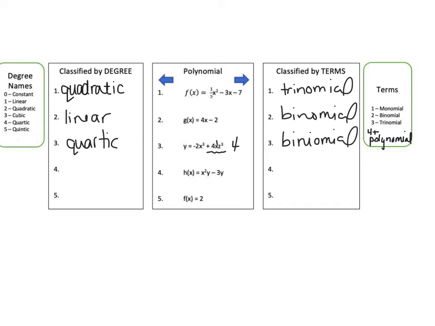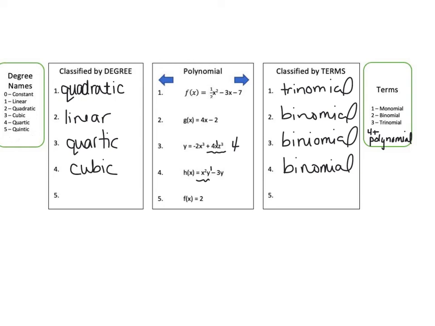Number 4, again, a tricky one. This would have degree 3, so it's cubic. Why? Because we actually have to add that 2 and the 1 together. I see just 2 terms, so it's binomial. Remember, terms are separated by plus and minus signs.